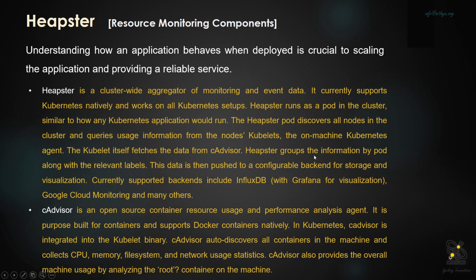Then Heapster groups the information by pod along with the relevant labels. This data is then pushed to a configurable backend for storage and visualization. Currently supported backends include InfluxDB with Grafana for visualization. So you can see the visualization in a graphical way in Google Cloud or any other monitoring systems, and you can easily achieve that via this system. So Heapster is a very important component for aggregating all the monitoring and logging information.